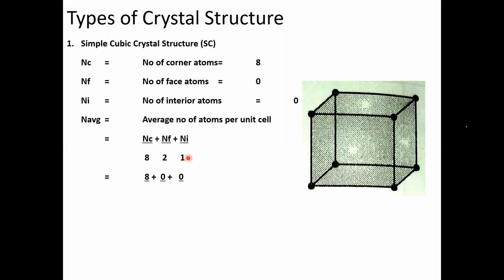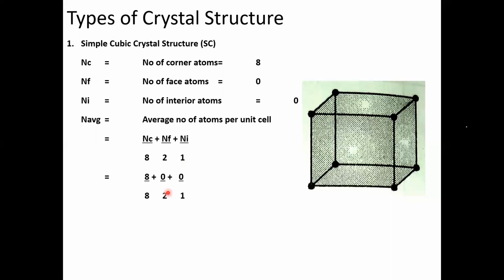Okay. So what is the formula? N average is equal to Nc by 8, Nf by 2 and Ni by 1. Just you have to put the numbers here. So what is the number of corner atoms in simple cubic? That is 8. So 8 divided by 8 plus how many face centered atoms are there? No face centered atom, 0. So 0 by 2 plus Ni by 1. How many interior atoms are there in simple cubic? 0. So 0 by 1. So what is the answer of this N average? Yes, 1.